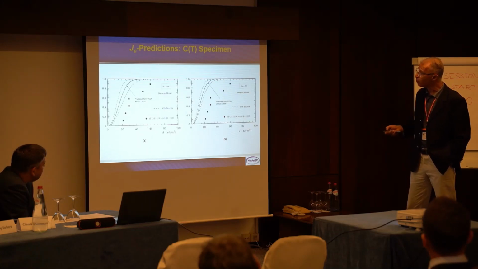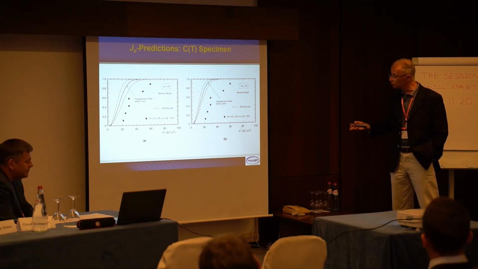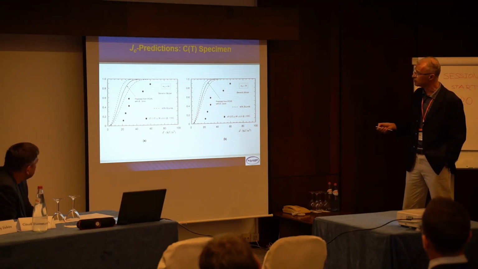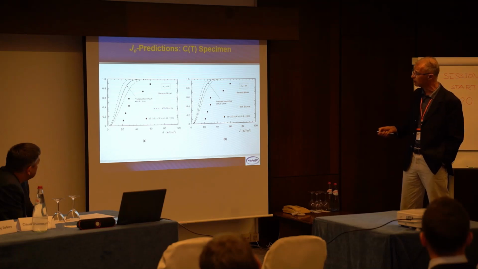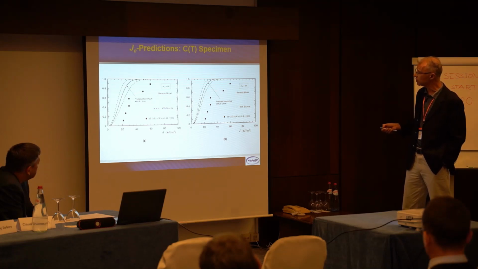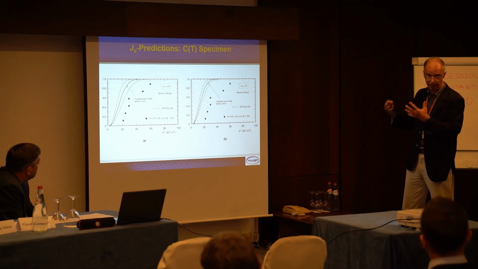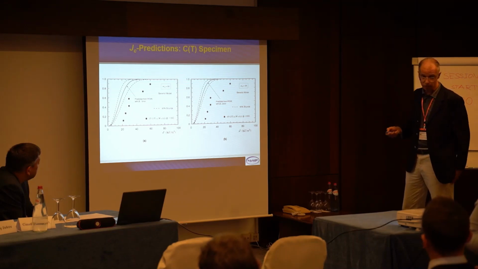Okay, and then what would happen if we used the standard Beremin model? You can see here the predictions are way off of the actual data. This is the prediction from the 5 millimeter specimen using the Beremin model, and this is the prediction from the 1/3 Charpy using the Beremin model. And that's because the Beremin model does not capture any plastic strain effects on the microcracking process.